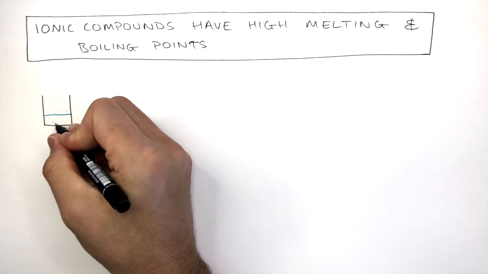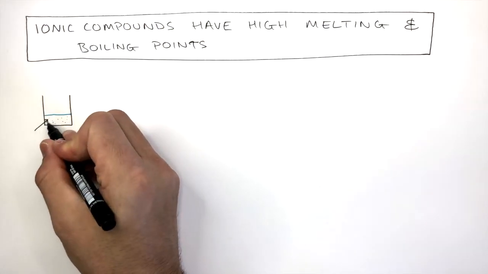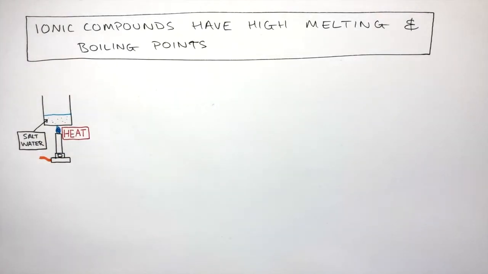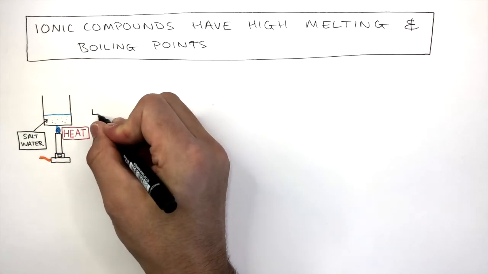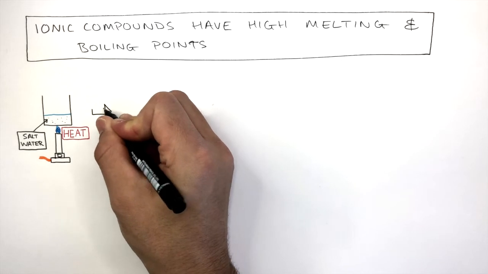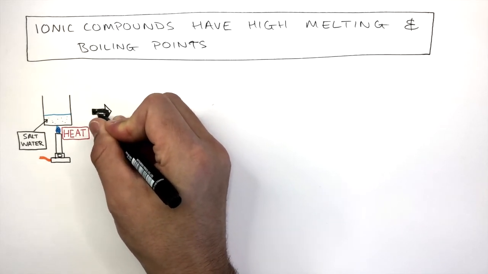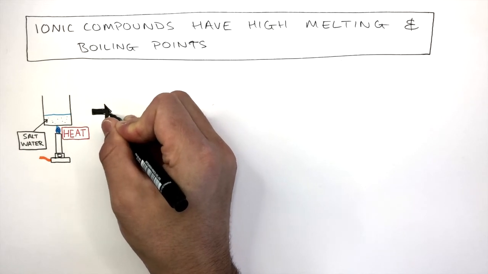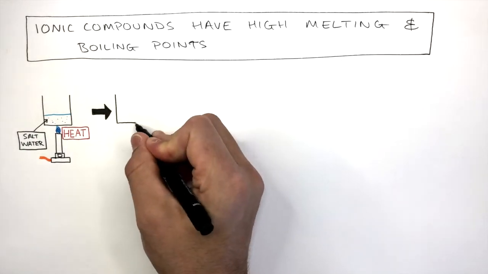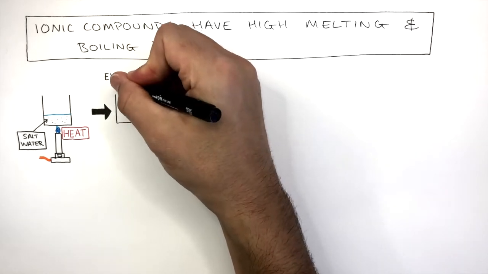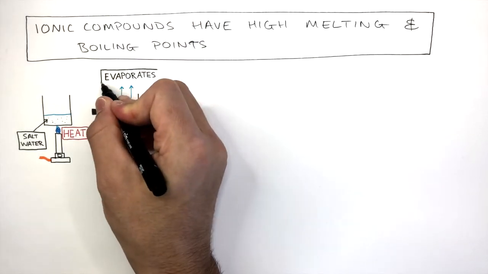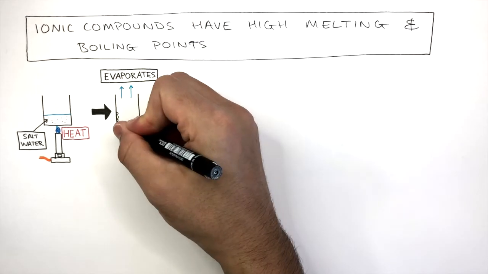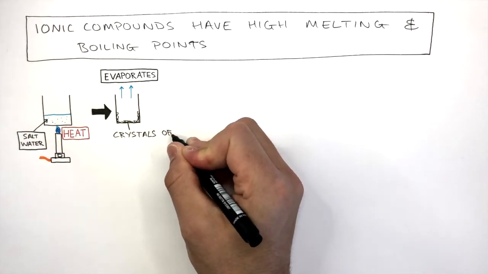To understand this, we're going to see what happens when a solution of salt water is heated using a Bunsen burner. In this solution of water, salt is an ionic compound and water is a simple molecule. Both have different types of bonding and so have different properties. When the solution is heated, the water evaporates, easily turning from a liquid into a gas. And when the water evaporates, crystals of salt form.